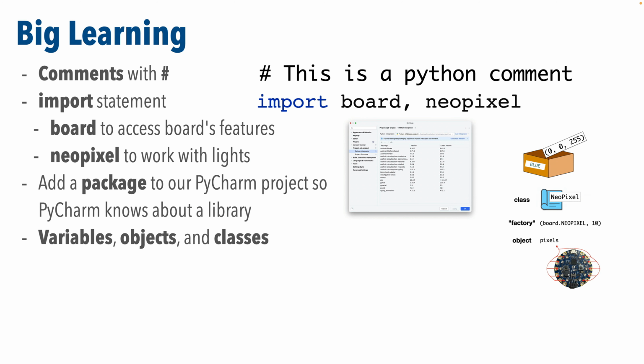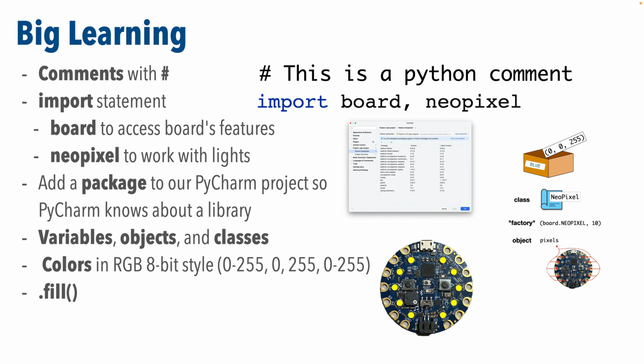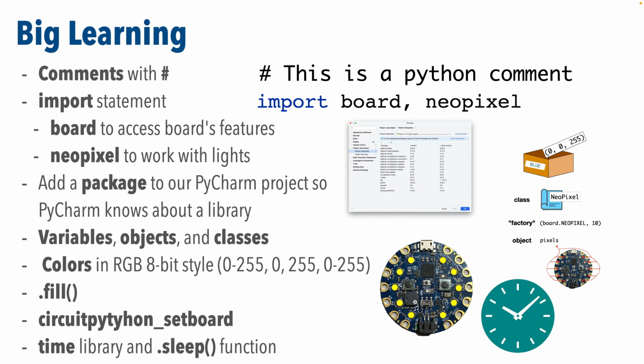We got an intro to variables, objects, and classes. We learned how computers define colors using RGB values, and we saw how to use these values with numbers between 0 and 255 to create colors. By the way, those 0 to 255 RGB values are referred to as 8-bit colors. We used the .fill function from the NeoPixel library. We let PyCharm know which board we were using by applying the CircuitPython setBoard command, and that gave us proper access to the board library features for our board. And we use the time library's sleep function.